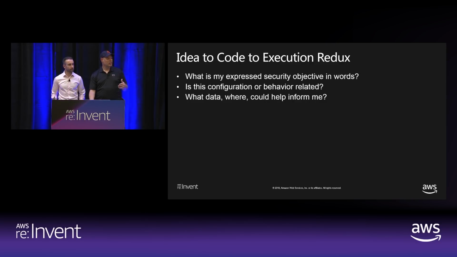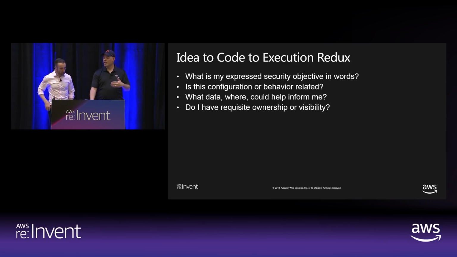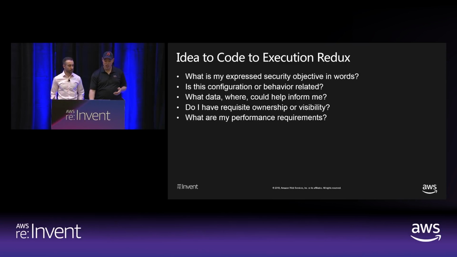Where's the data, right? What data is going to support this? Where does it live? And do I actually have the ability to access it, right? Do I have the requisite ownership or visibility within the account where this behavior might be occurring, where the configuration might have changed? What are your performance requirements? Do you need to accomplish something within near real time, 15 minutes, an hour, the day? Or is this something that we can delay until a monthly cycle has occurred?